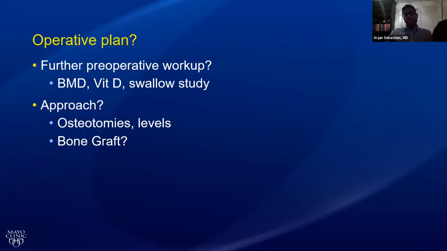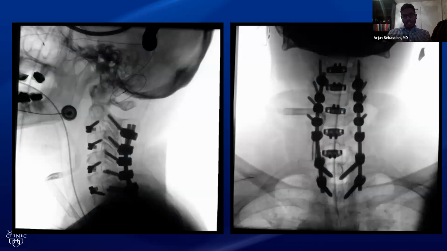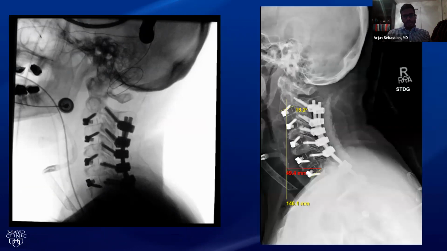And then hopefully some of the things that we'll get to discuss today is how to plan out levels, osteotomies, and bone grafting techniques. So for this case, we elected to perform an anterior posterior fusion, performing ACDFs from C2 to C7, and then a posterior fusion from C2 to T2. And so this is our alignment intraoperatively as shown on the fluoro. And then you can see here post-operatively our alignment parameters on her day 1 post-operative x-rays.